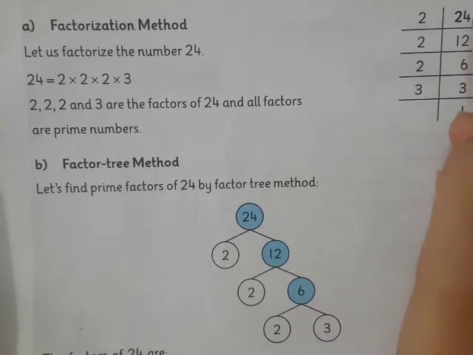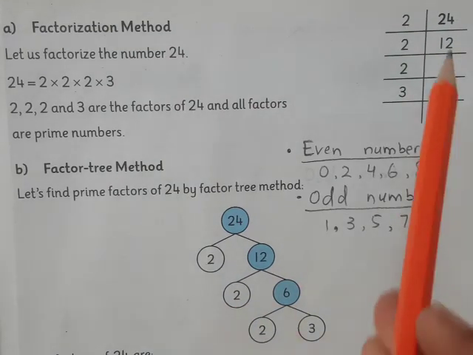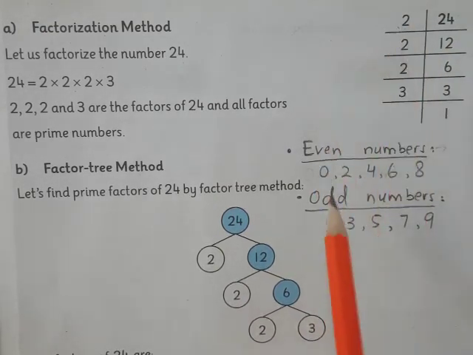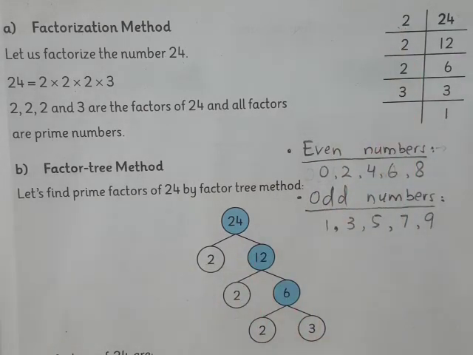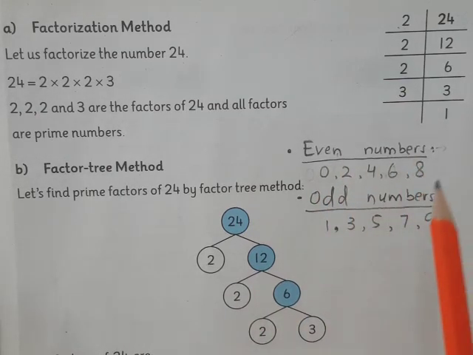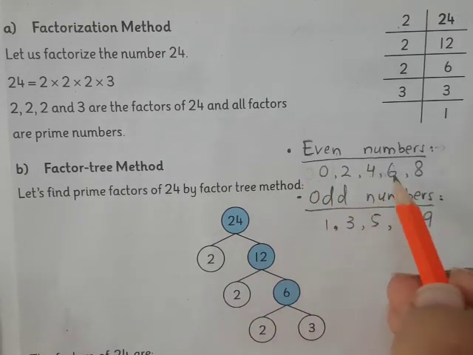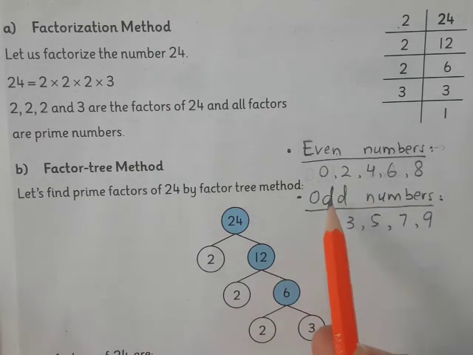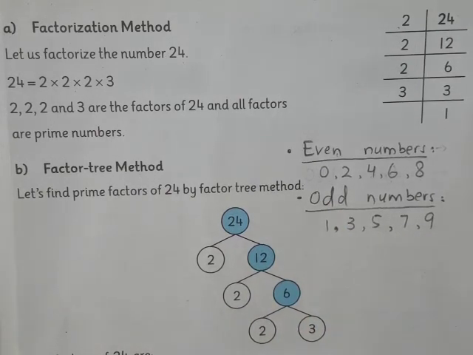What is the number? 24. If the given number is an even number, then that can be divisible by number 2. And if the number is an odd number, that it cannot be divisible by 2. So, tell me, what are the even numbers? Even numbers are those numbers which comes in the table of 2, or we can say the numbers that end with 0, 2, 4, 6 and 8. And what are odd numbers? Odd numbers are the numbers which end at 1, 3, 5, 7 and 9.